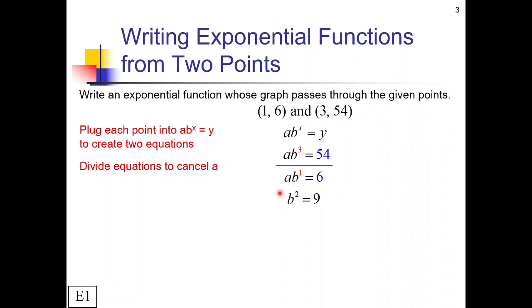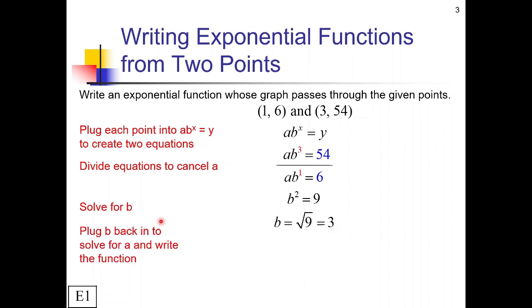Now, once we've got a gone, we're going to basically solve for b, and that'll be our next step. So since this is just b squared equals 9, we can take the square root of both sides, and that'll give us b equals 3. And once you've got your b value, you just have to plug that back into either of these equations. That'll let you solve for a, and then you'll have an a and a b that you can plug in to write the actual function. So at this point, pause the video and see if you can finish this one off.